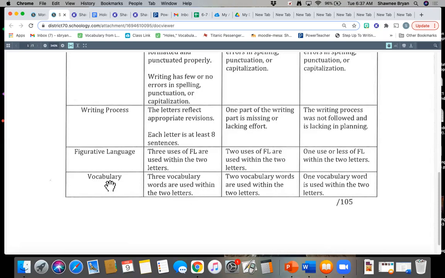And the last category is vocabulary. You are to use 3 vocabulary words within your 2 letters. Again, it doesn't matter how you disperse them as long as there are 3 total. And you can use the vocabulary that we have done on Mondays for the entire school year. But it has to be 3 of the vocabulary words that you have done for language arts. At the end, that makes a total of 105 points for your wholes final project.